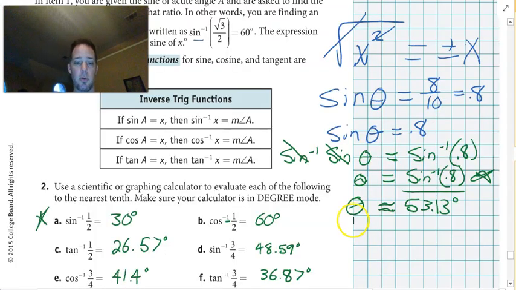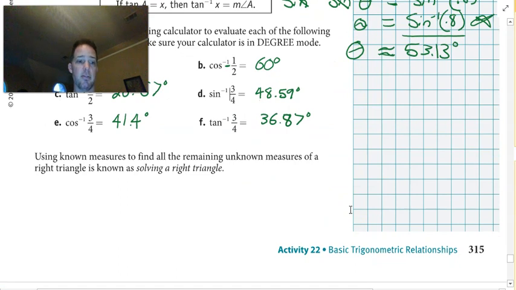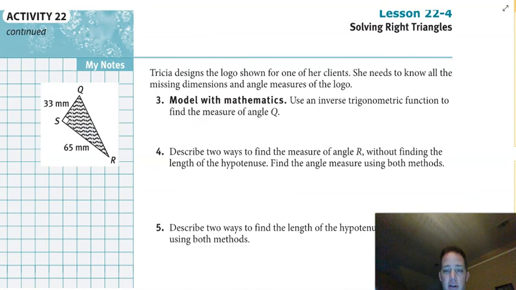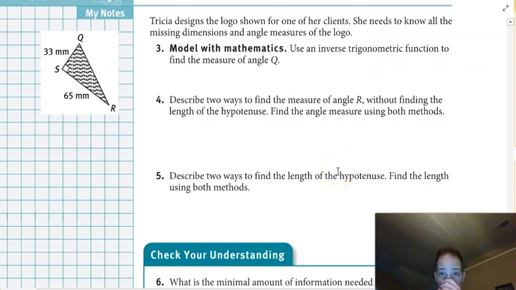All right, so back to actually using this to solve for the sides and angles of a triangle. How do we do that? Looking at this first question on page number 3, it says Trisha designs a logo for one of her clients. She needs to know all the missing dimensions. So we have a right triangle with 2 legs. We don't know the hypotenuse, and we don't know either of the 2 acute angles at Q or R. The Pythagorean theorem, a squared plus b squared equals c squared, would be really easy for that first one. We're not going to worry about that. We're going to start with the angle measurement because that's new, how to solve for angles.